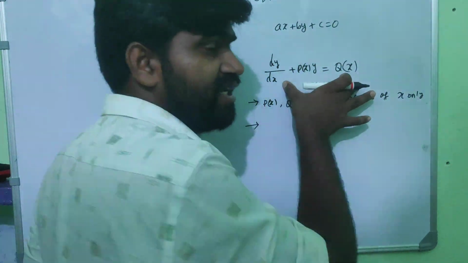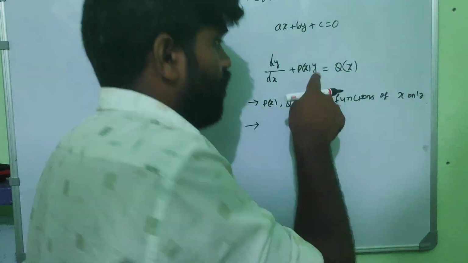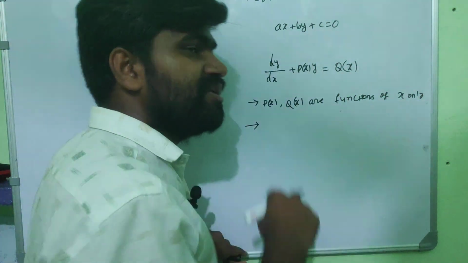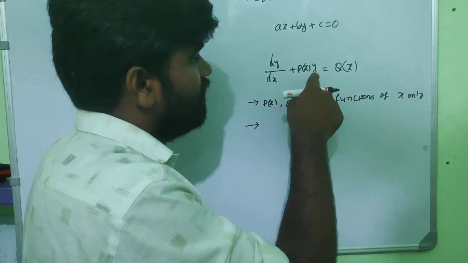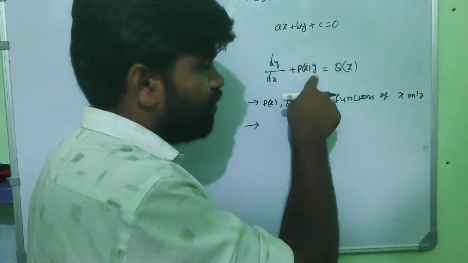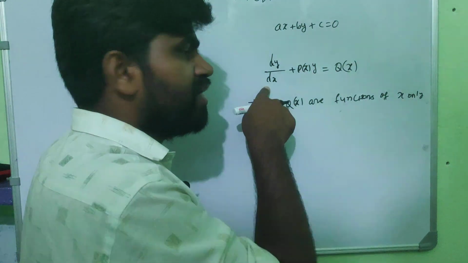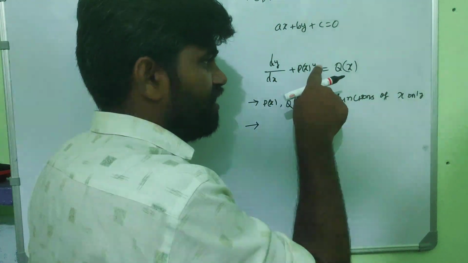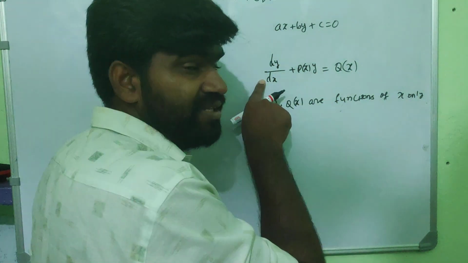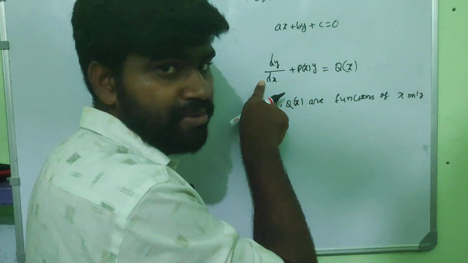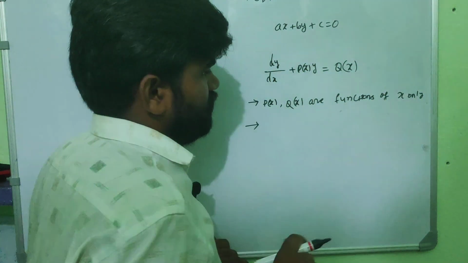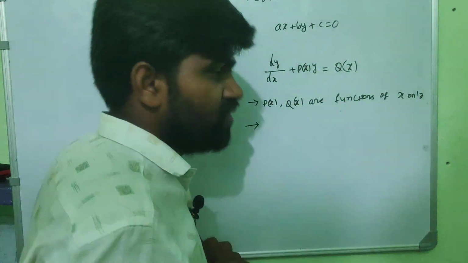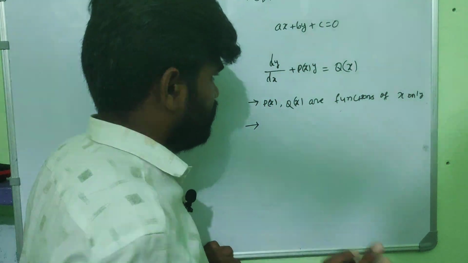Okay. So this is the linear differential equation. We are saying this is a linear differential equation because what is the degree of the dependent variable here? 1. What is the degree of the derivative of the dependent variable? Also 1. And one more thing, the dependent variable and the derivative of the dependent variable do not get multiplied with each other. So this equation is known as a linear differential equation.